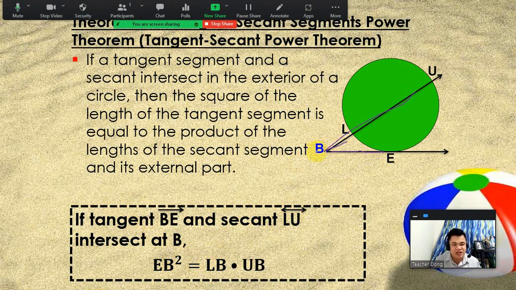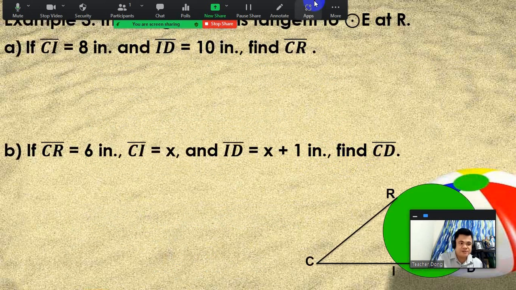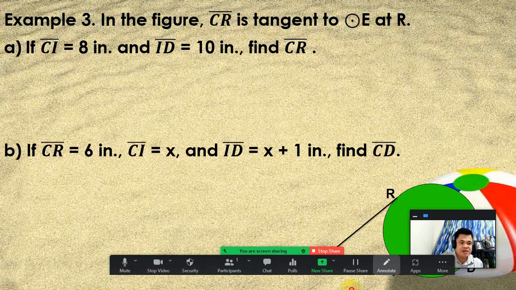It's just that we are dealing with only one secant. So segment LB times segment UB, or the whole, and then just square the tangent, EB squared. So EB squared is equal to LB times UB. As simple as that. Next, let's have example number 3 applying Theorem 118.